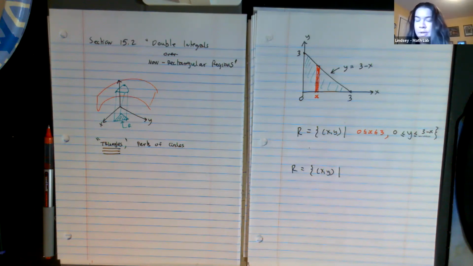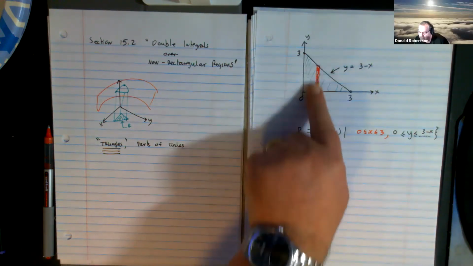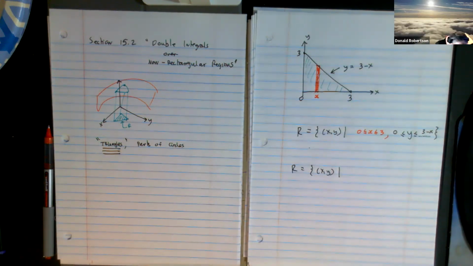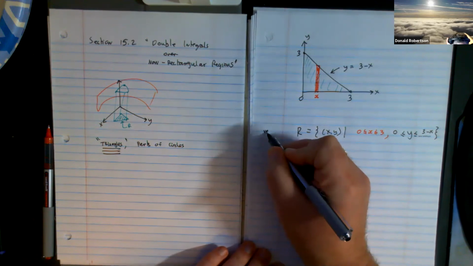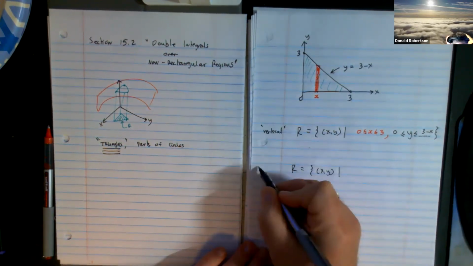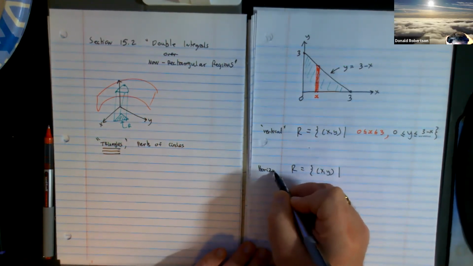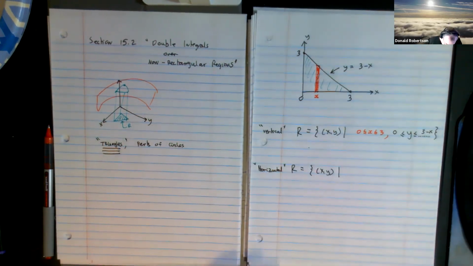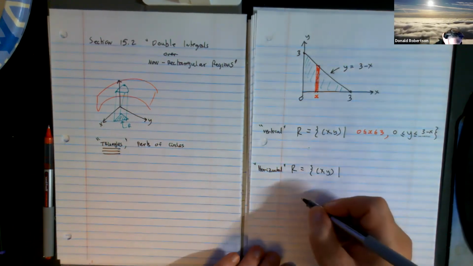Is this the horizontal or vertical one? This here is the verticals. My rectangles are vertical. Let's do the horizontal now then. I think I'm going to draw my triangle again.